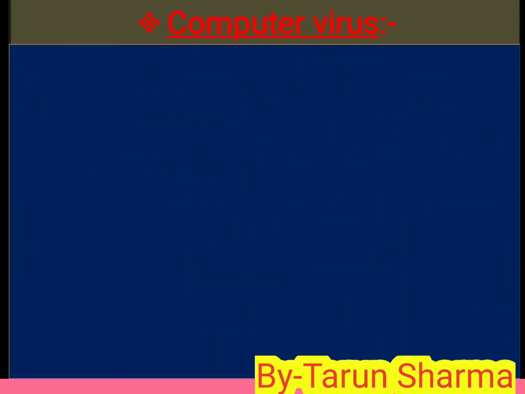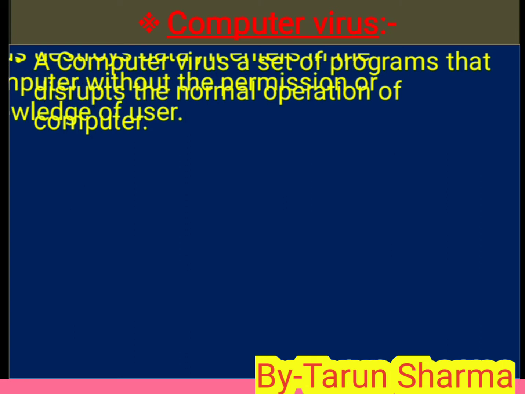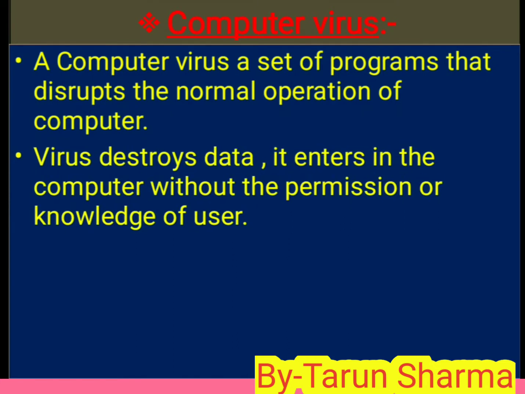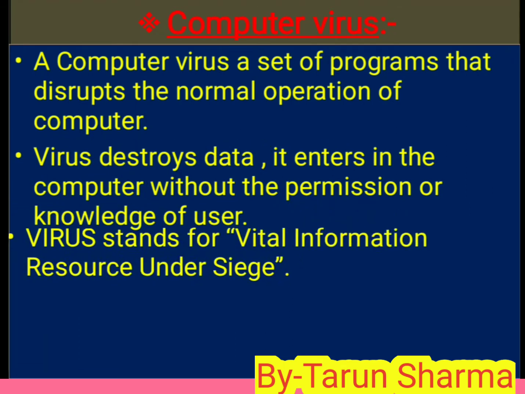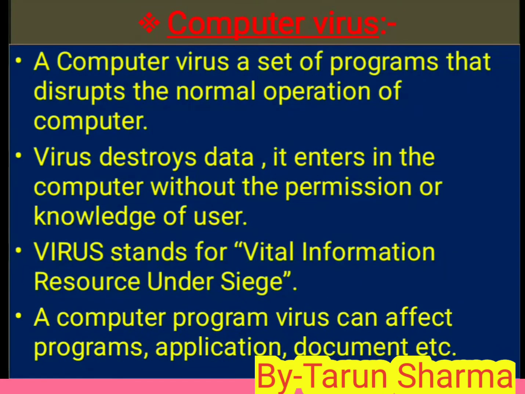What is computer virus? A computer virus is a set of programs that disrupt the normal operation of computer. Virus destroy data, it enters in the computer without the permission or knowledge of user. Virus stands for Virtual Information Resource Under Siege. A computer virus can affect programs, applications, documents and others.